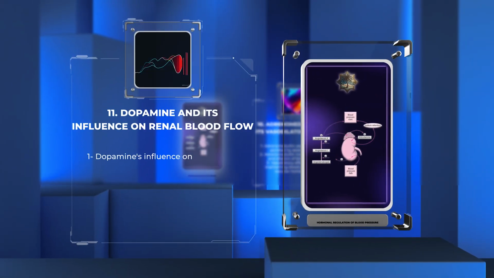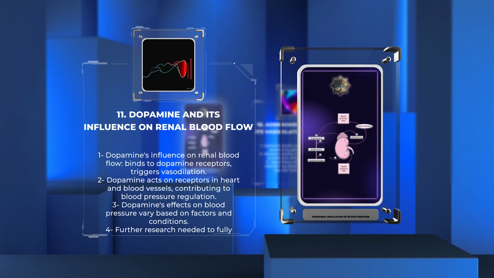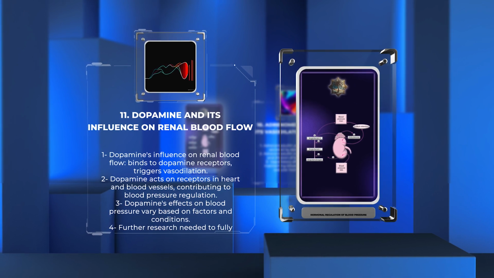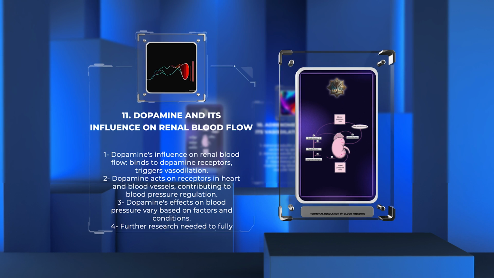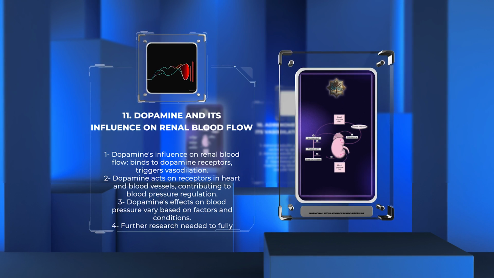However, dopamine's influence on renal blood flow can be summarized as follows. Dopamine binds to dopamine receptors in the renal vasculature, triggering a series of intracellular events that ultimately result in vasodilation. This allows for an increased flow of blood to the kidneys, which in turn enhances sodium excretion. It is important to note that dopamine's effects on blood pressure regulation are not solely limited to the kidneys. Dopamine also acts on receptors in other areas of the body, such as the heart and blood vessels, further contributing to its overall influence on blood pressure.